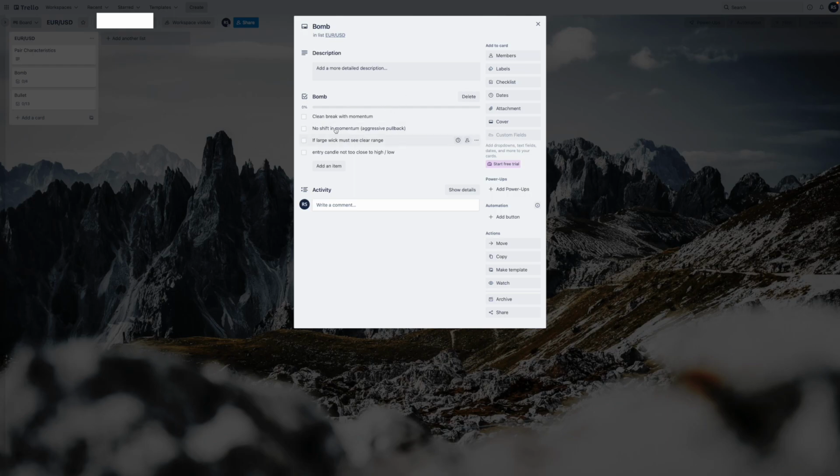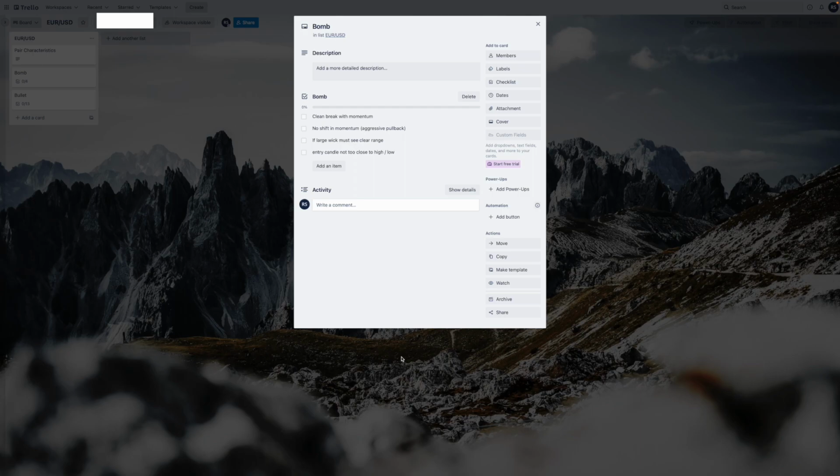The next, if we see a large wick, I must see a clear range after that, because large wicks on EU, I found when I was trading this style, it could range or it could reverse. And then the last and final one for the bomb is entry candle not too close to the high or low. What I mean by this is if the entry candle is too close to the high, once we break the high, a lot of the time you won't be able to reduce your risk.